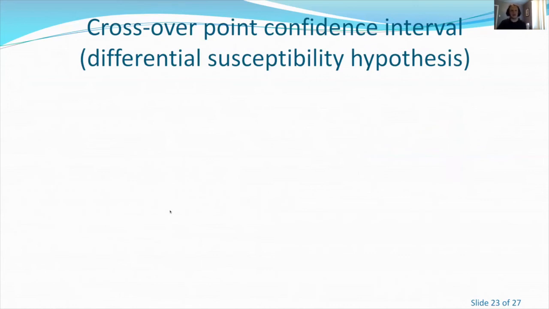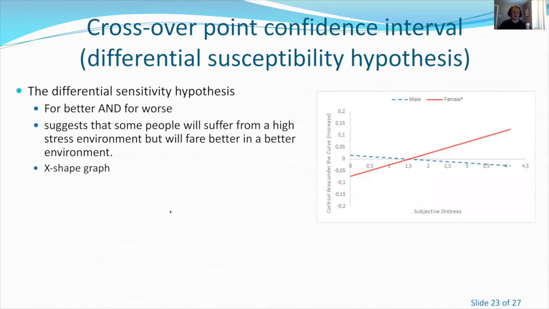Here, the first scenario is the differential susceptibility hypothesis. Just a recap, it's the for-better-and-for-worse scenario. The differential sensitivity hypothesis suggests that some people will suffer in a high stress environment, but will fare much better in a better environment, so lower stress. In terms of graphs, it's represented by an X shape. You can see the X right there.